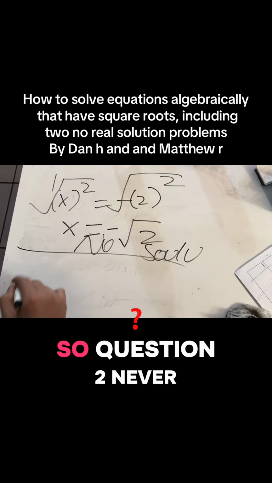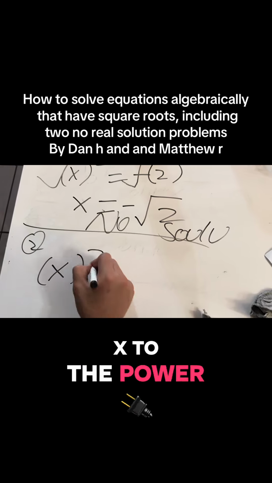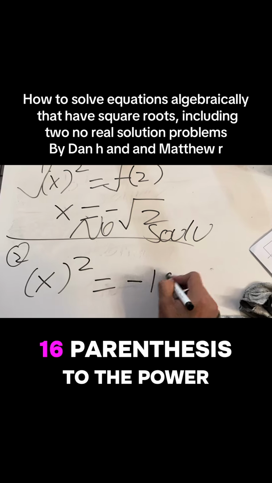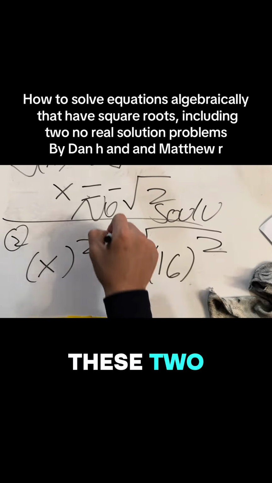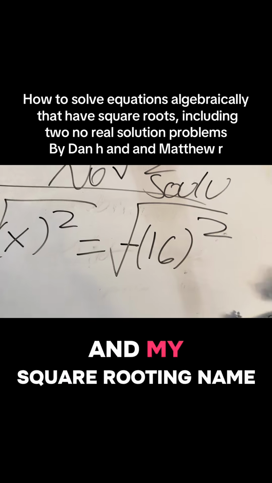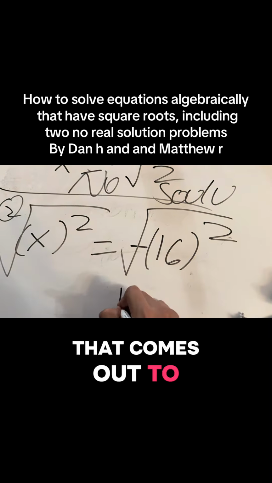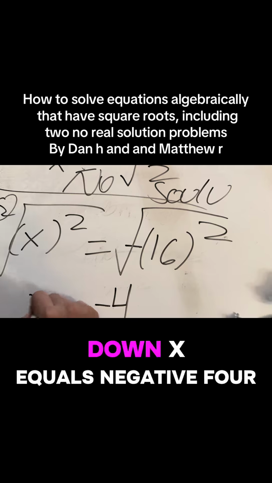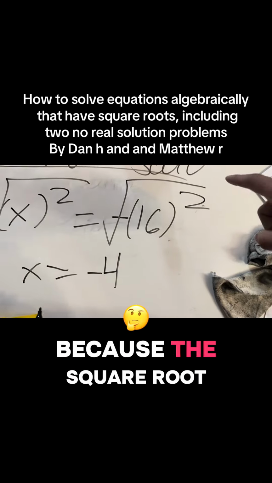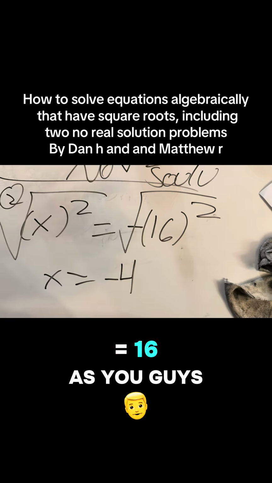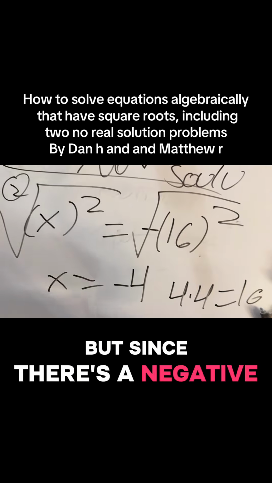Okay, question 2. We have x parentheses x to the power of 2 equals negative 16 parentheses to the power of 2. So we're going to square root these two. And by square rooting them, because of 16 to the power of 2, that comes out to 4, which is negative 4. So we would write down x equals negative 4. Okay, and the answer is negative 4 because the square root of 16 is 4, and 4 times 4 equals 16, as you guys should know. But since there's a negative, it will end up being a negative.